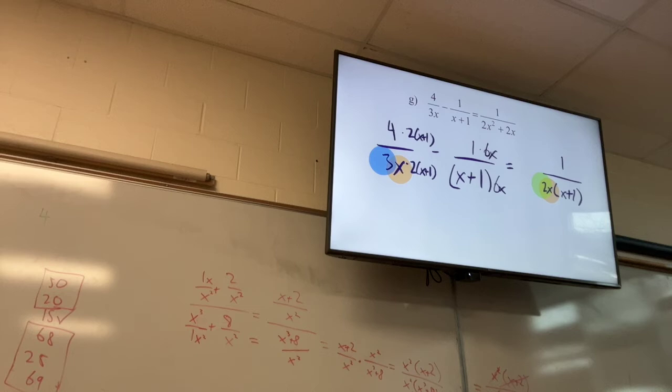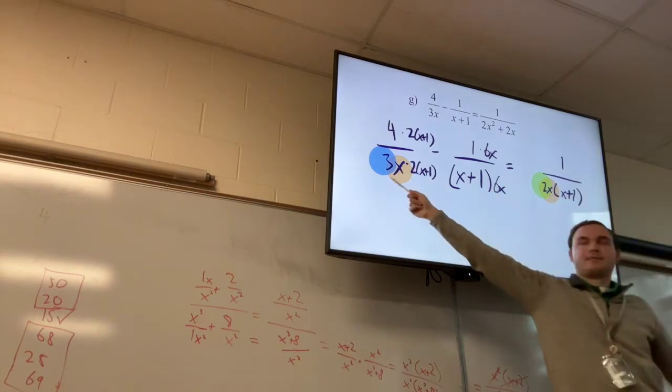And then this last one, what's this last one missing? 3x. Just 3. It's not missing an x, right? There's an x right there. It's just missing a 3. Does that make sense, Lila?